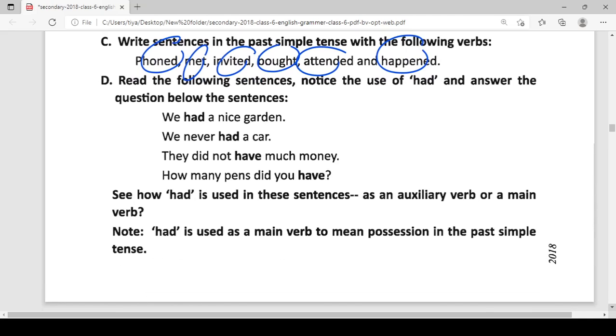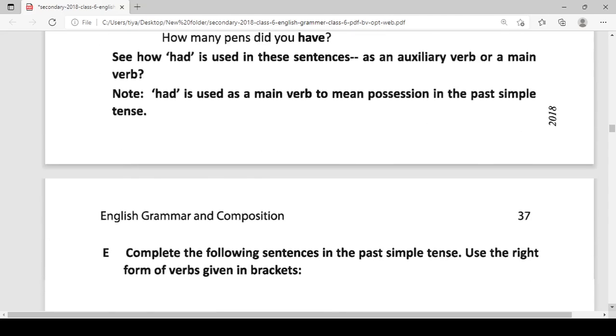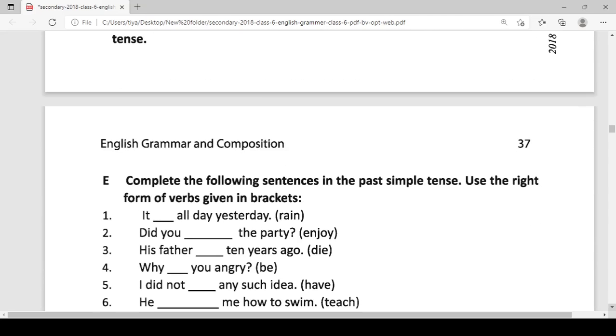We had a nice garden. We never had a car. They did not have much money. And how many pens did you have? So had is the past form of has or have. Okay, so whenever we need to use a sentence in the past form, that had happened yesterday or sometimes before, these are called the past perfect tense, and in the past perfect tense we need to use had as the helping verb or as the main verb.